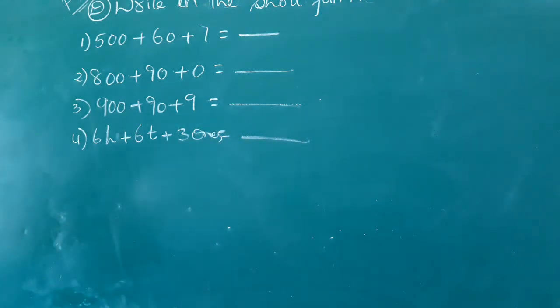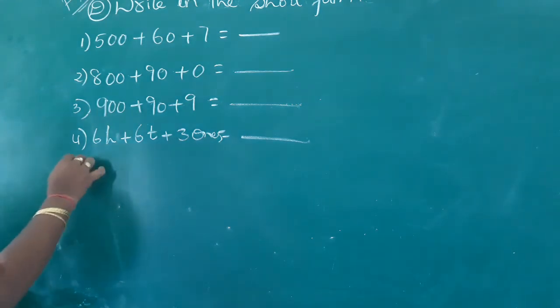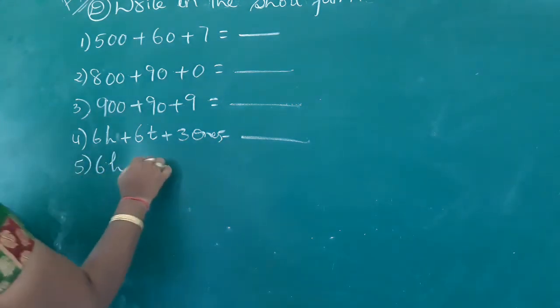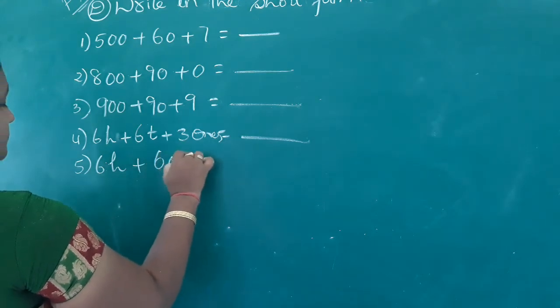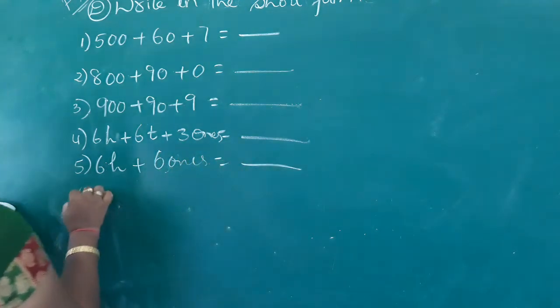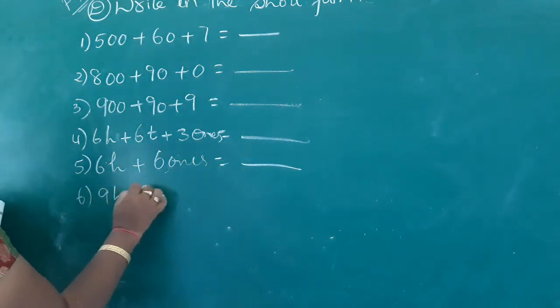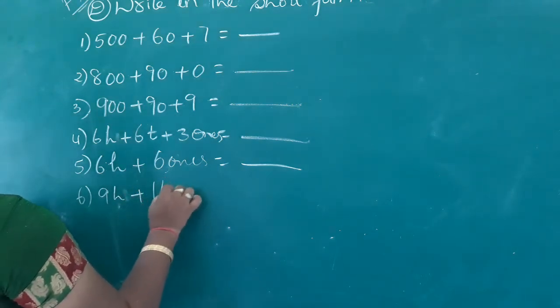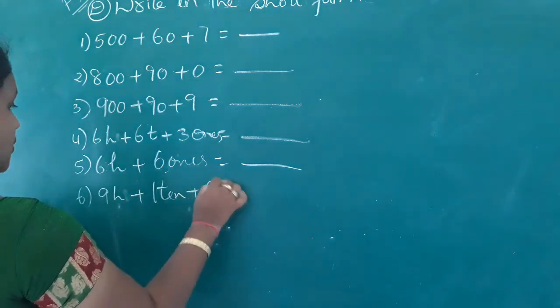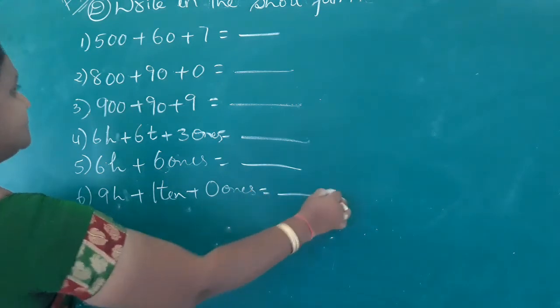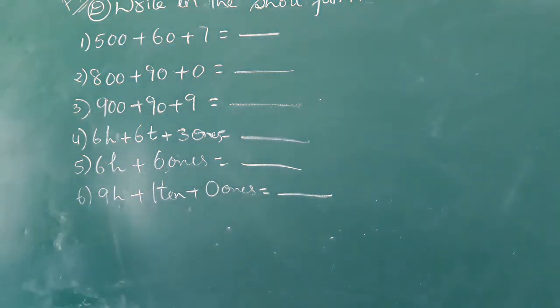Next one, 600s, 6 ones. Sixth one, 900s, 1 ten, 0 ones. Okay, children, they ask us to write them in the short form.